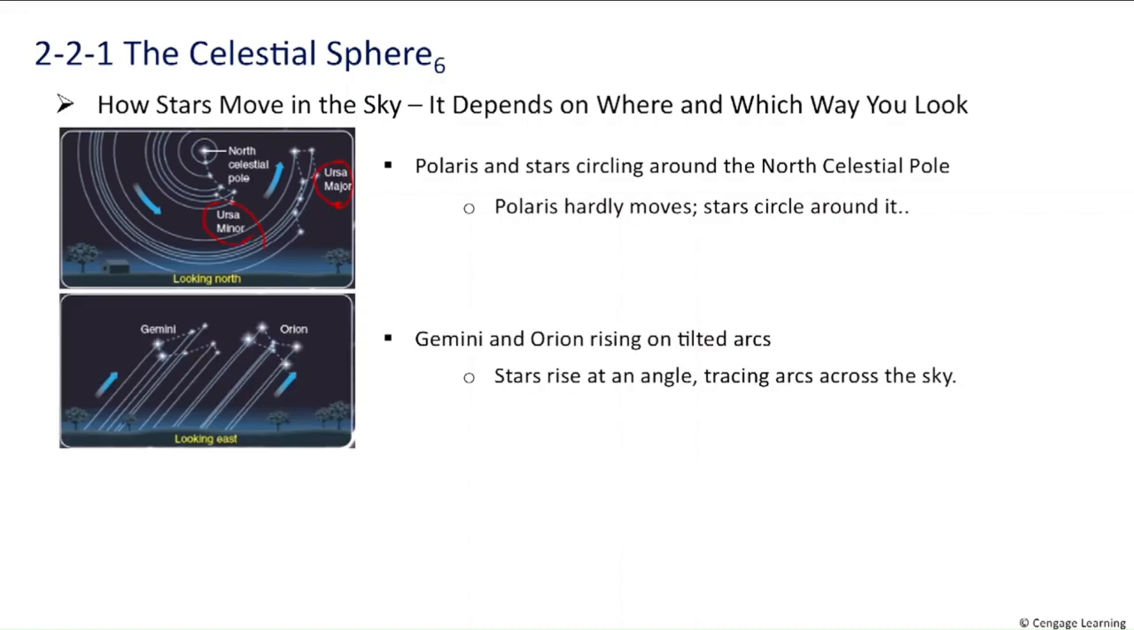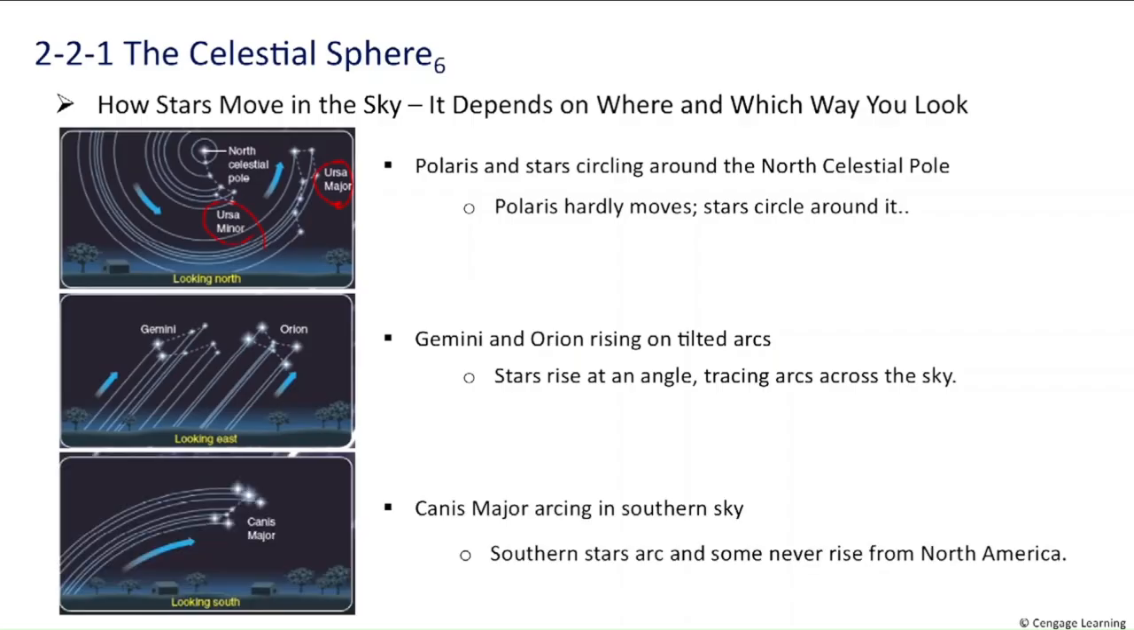Now let's look at east. Stars like Orion rise on curved tracks. Why? Because they are part of big circles around the celestial pole. The path seems tilted because of how we are standing on Earth. And from here in North America, you will see stars like Canis Major move in long arcs. But there are even more stars in the deep southern sky that we never see at all. They stay hidden below the horizon.